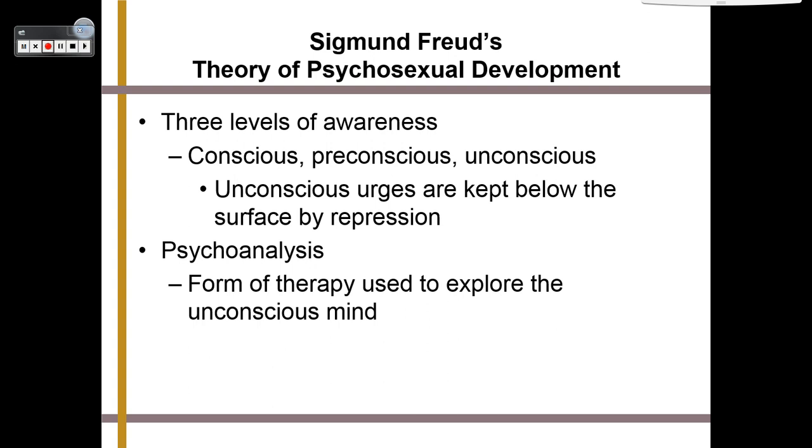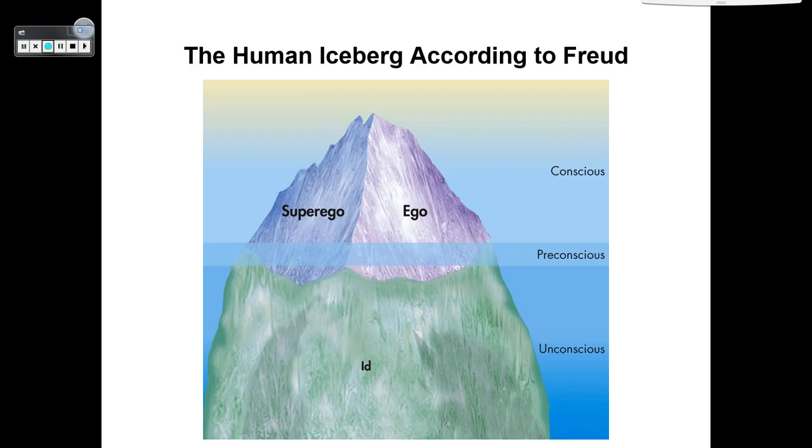So conscious is what you're currently aware of. Preconscious is anything that you can pull from your memory. And unconscious is anything you're not aware of. Psychoanalysis is a form of therapy used to explore your unconscious mind. Freud loved to describe our personalities using something called the human iceberg metaphor.